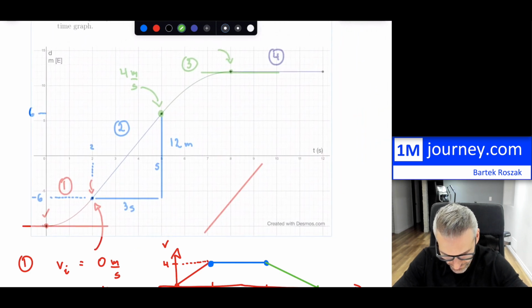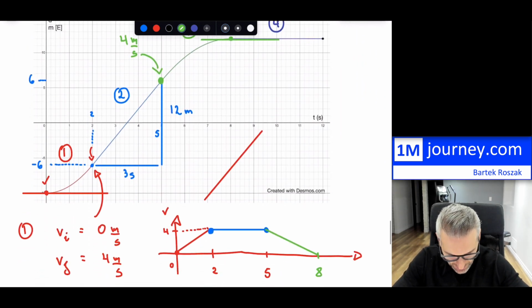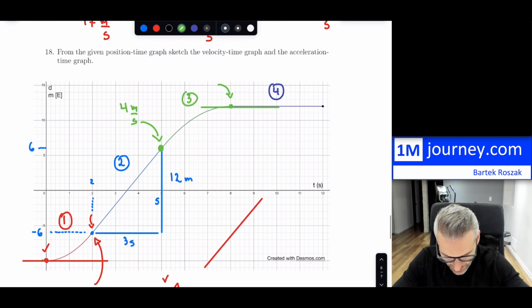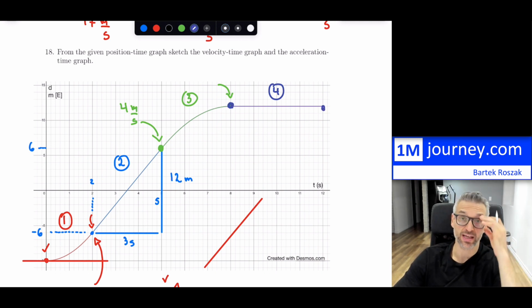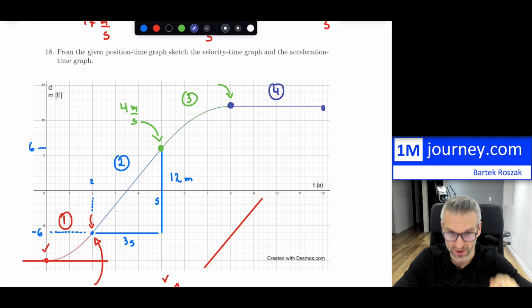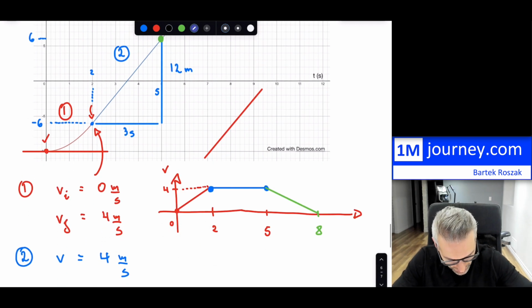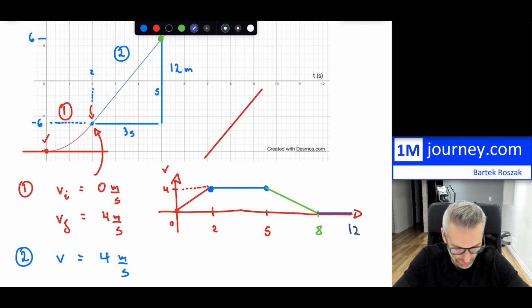And then for the last component, let me take this out of the way. That is the fourth component. It goes from right there to right here, up to 12 seconds. You can see we're staying in exactly the same position. It looks like we're stuck there at 12 meters and just not going anywhere. So this would have been just a flat line, because it has a slope of 0. So there you have it. That's how your actual sketch would look.